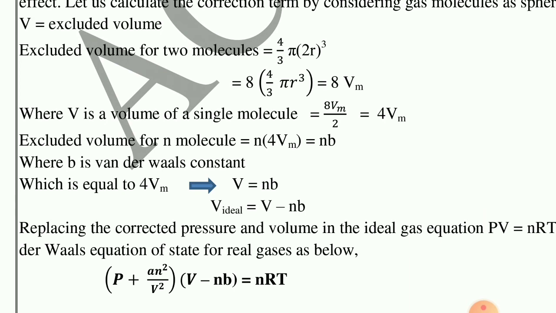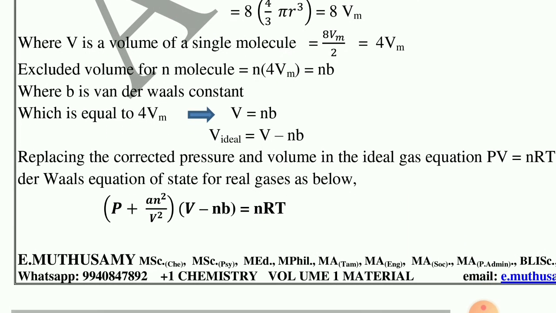So replacing the correction terms for pressure and volume, compared to the ideal gas equation, we get (P + an²/V²)(V − nb) = nRT. This is the van der Waals equation. Okay.